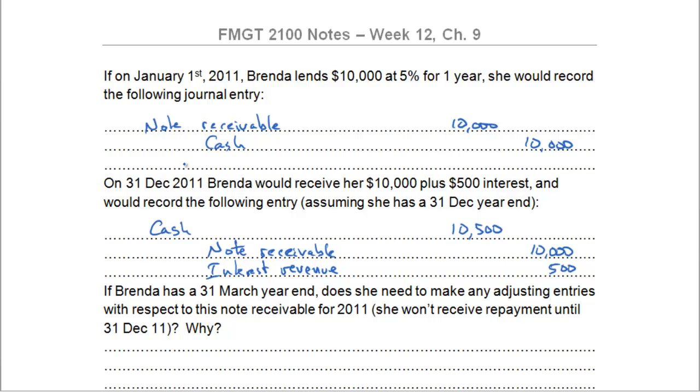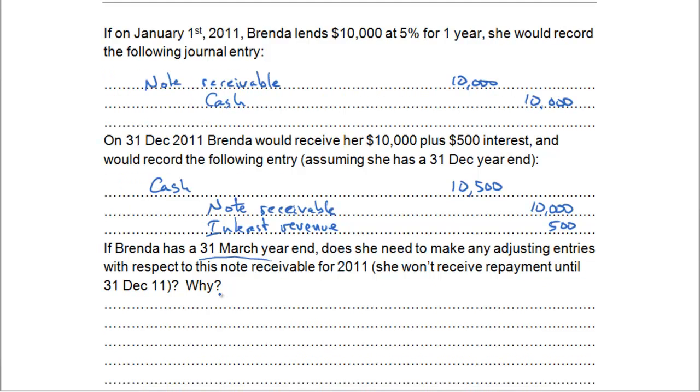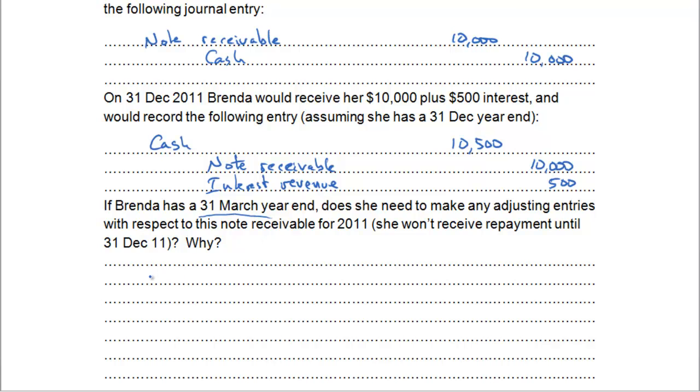Let's say, though, that instead of a December 31st year end, Brenda has a March 31st year end. What happens when we get to year end? Well, she's lent the money for January, February, March, 3 months. She's earned interest on it in that period of time, so she does need to make an entry to record that interest revenue. And what does that look like? On the 31st of March, she's going to record a debit to interest receivable because she hasn't been paid yet. She's owed the interest, but hasn't actually been paid it. And then she's going to record the credit to interest revenue.